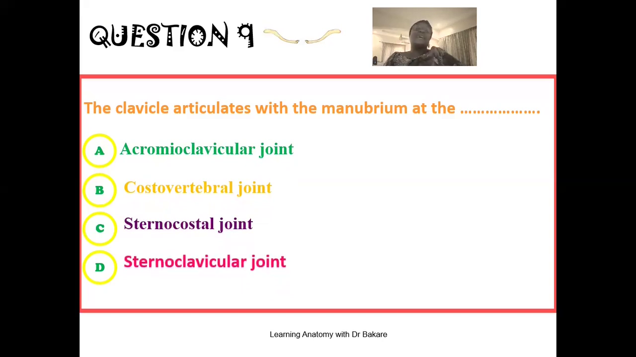The correct answer here, as it relates to the joint created between the clavicle and the manubrium, is the sternoclavicular joint. The sternoclavicular joint exists between the sternum and the clavicle, but specifically it is seen at the manubrium of the sternum, and this is why it is referred to as the sternoclavicular joint. So it's important that we also highlight this.